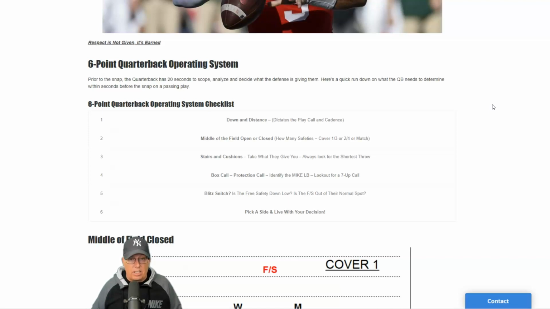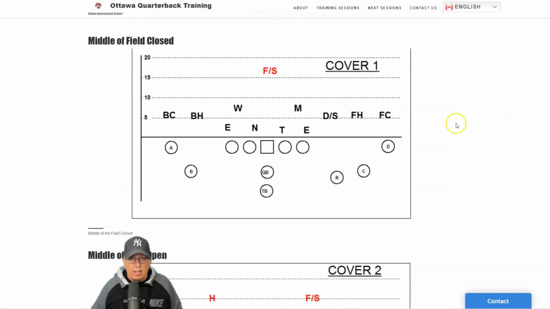All right, the second thing in the checklist: middle of the field, open or closed. What I mean by that is when you get to the line of scrimmage, there's my center, and I see 1 free safety, so that tells me the middle of the field is closed, so I've either got cover 1 or cover 3.